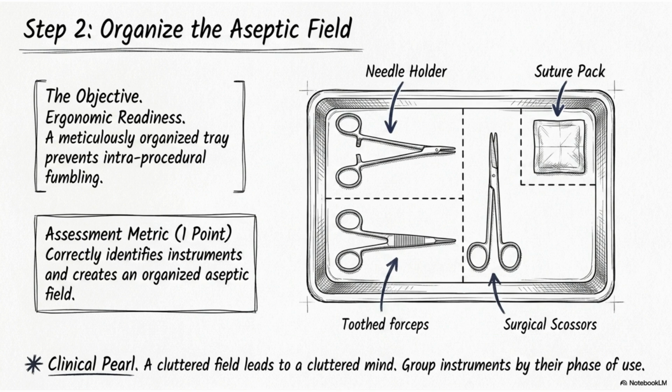Step 2 focuses on organizing the aseptic field. The goal is ergonomic readiness, preventing fumbling. Correctly identify and organize instruments like the needle holder, toothed forceps, surgical scissors, and suture pack. A well-organized tray earns 1 point. Group instruments by their phase of use.